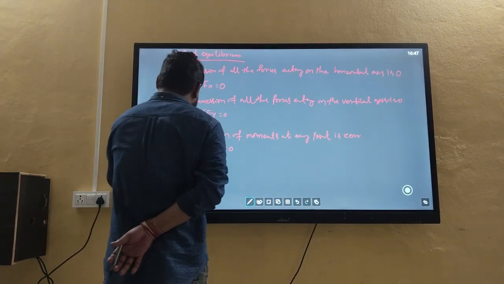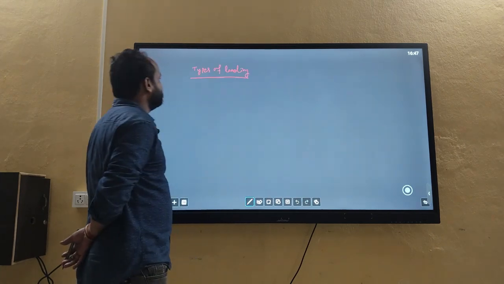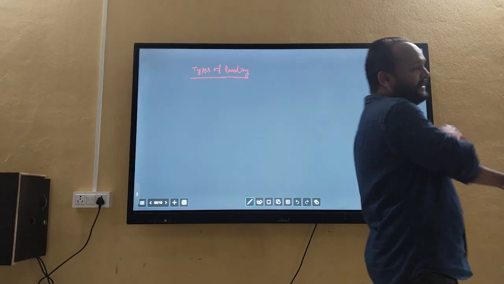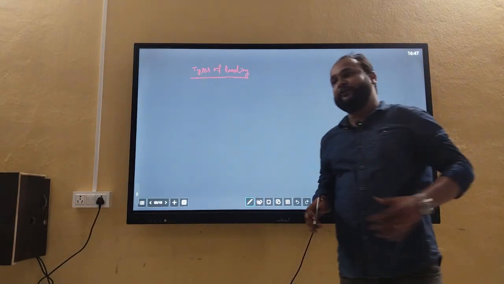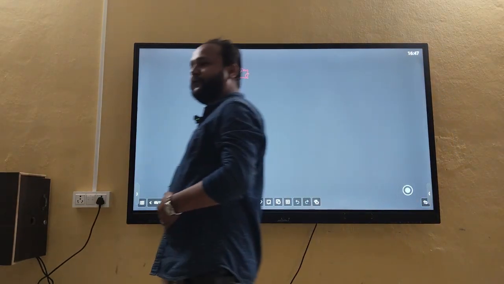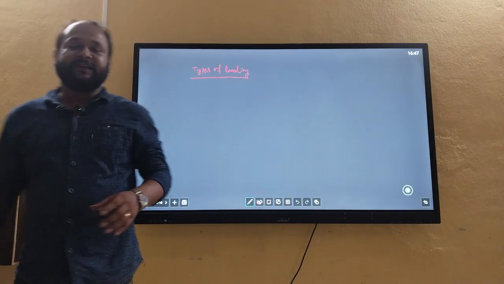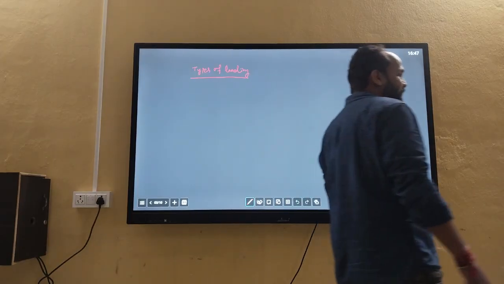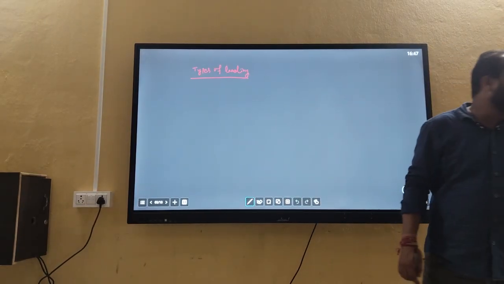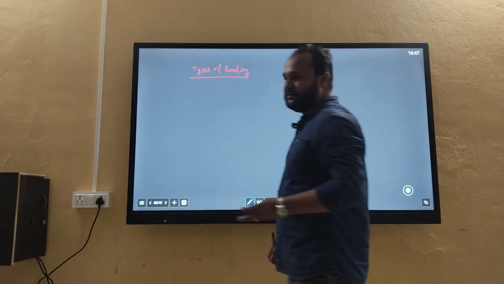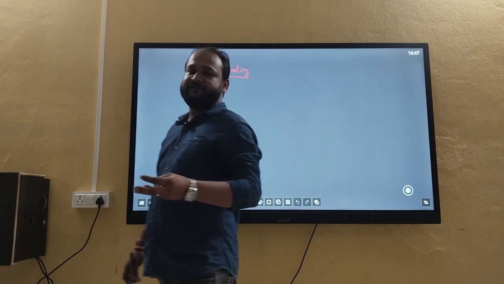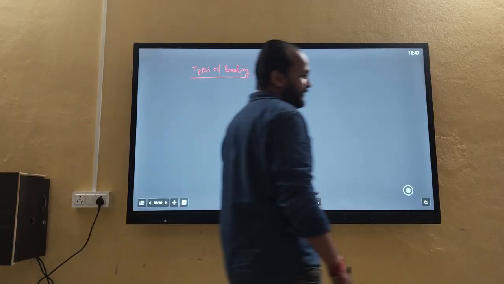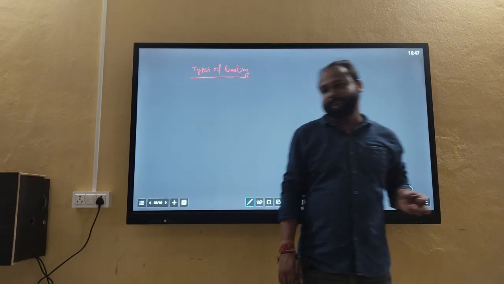Okay. Then types of loading. For different types of loading, we will be calculating the reaction forces. First of all, let's know about the types of loading. How many types of loading are there? Basically, there are types of loading. The first one is your point load, the second one is your uniformly distributed load, and the third one is your uniformly varying load.